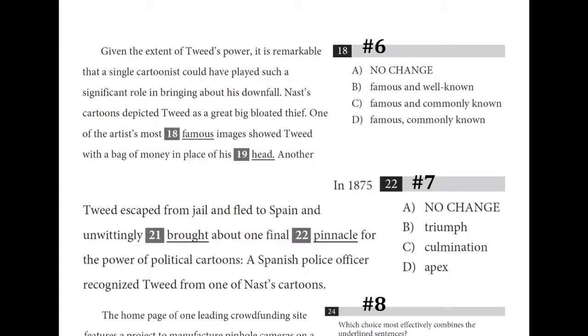18. Given the extent of Tweed's power, it is remarkable that a single cartoonist could have played such a significant role in bringing about his downfall. Nast's cartoons depicted Tweed as a great big bloated thief. One of the artist's most famous images showed Tweed with a bag of money in place of his head. No change is the best answer, because the adjective famous, which means widely known, clearly and concisely describes images. If you use something like well-known or commonly known, that's repetitive when used with the adjective famous, which means widely known. You don't need both.